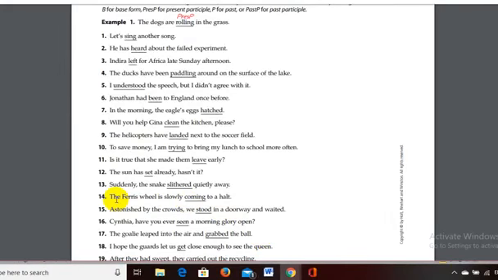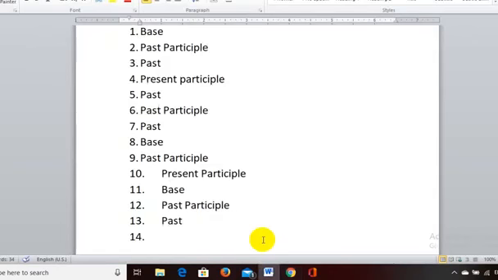Alrighty. Number 14. The Ferris wheel is slowly coming to a halt. Is slowly coming to a halt. So, it's going to be in which tense or which form? It's going to be in the present participle, right? Coming with ing. So, present participle.